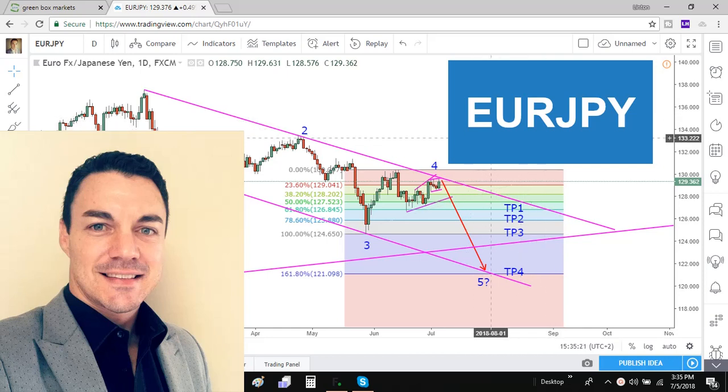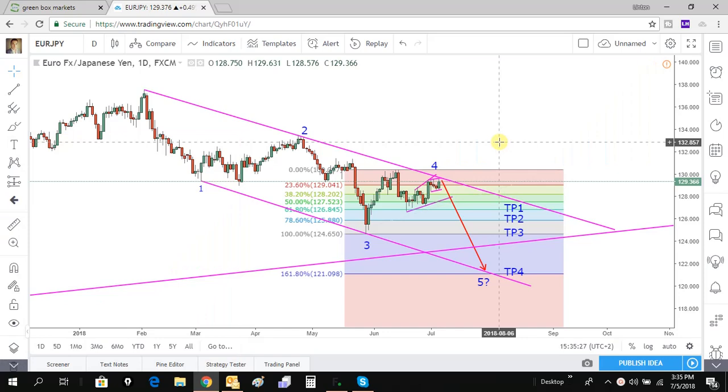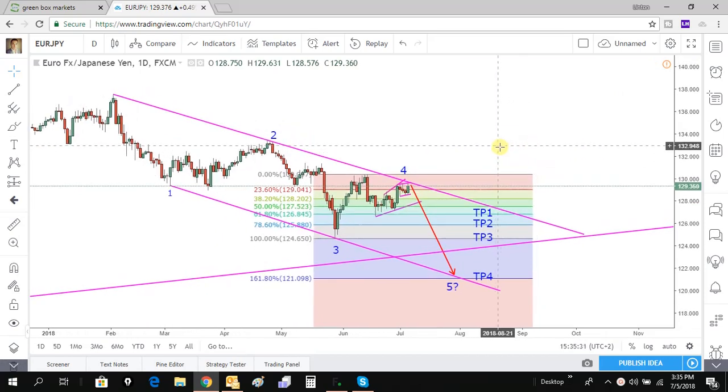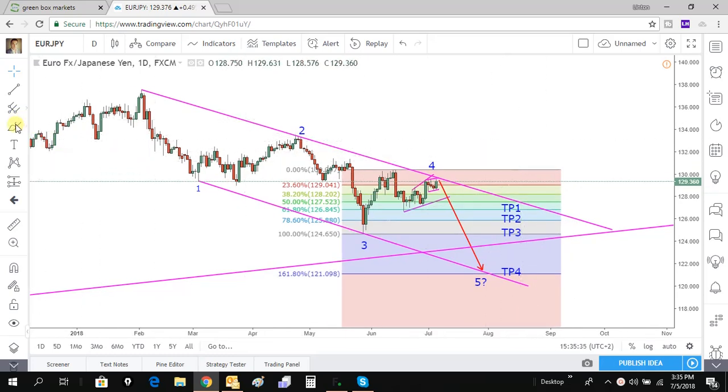So I'm busy looking at the Euro-Yen currency pair, and there's a couple of options with this setup. So I wanted to do a video for you just to help you out with the setup and all the options that there are. So right now we're looking at the daily time frame, and this is the bigger structure over here that we're busy watching.